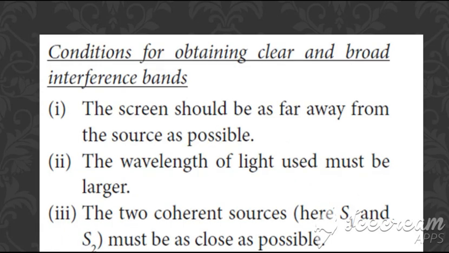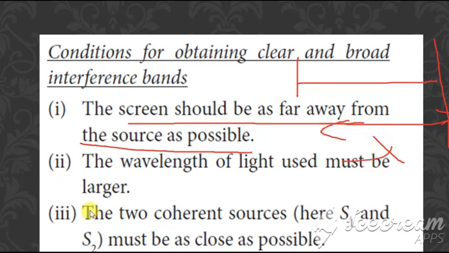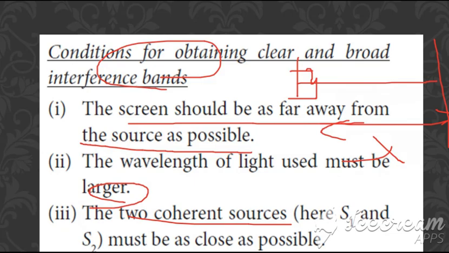The conditions for clear and broad fringes are: the screen should be far from the source, so the screen and the source should be at a large distance. Next, the wavelength of the light should be larger. Then the two sources should be coherent. Clear?